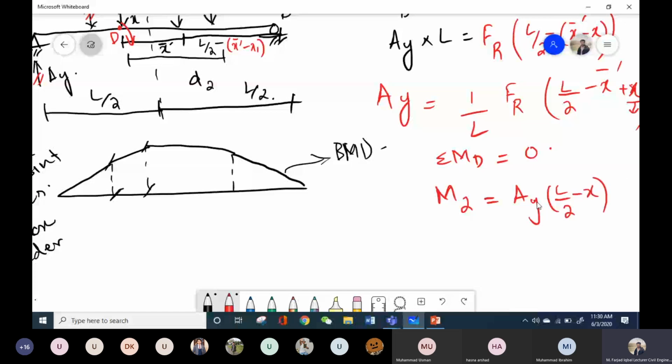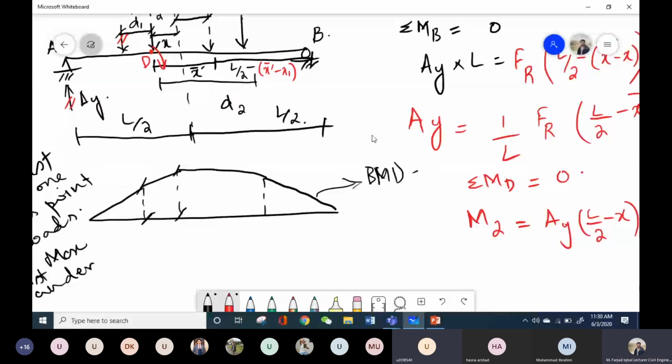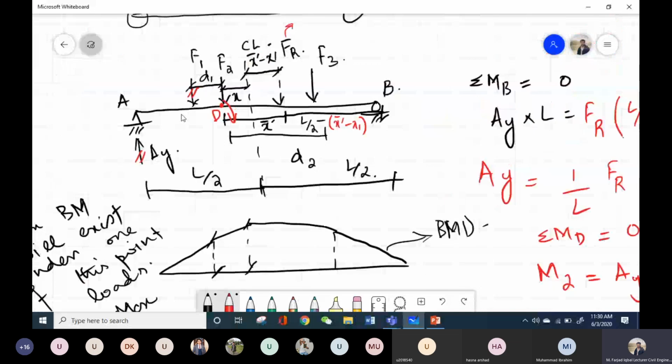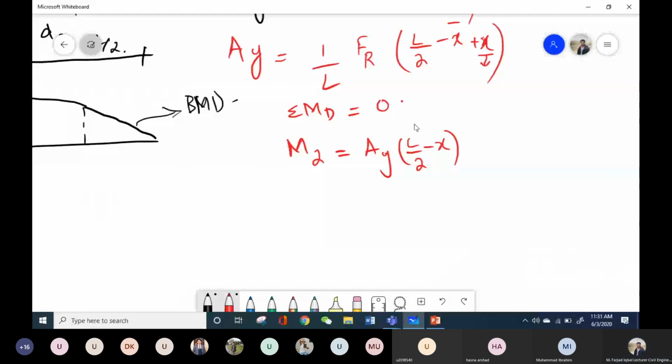x. Sir, M2 is the moment at B? Moment at point D here. So I have AY into this distance; the moment arm of AY is L by 2 minus x, because this distance is x and the whole distance is L by 2, so this moment arm is L by 2 minus x. And the other force is this F1. So for F1 I will have minus F1 into D1. So this is the moment at point D, which is basically M2.